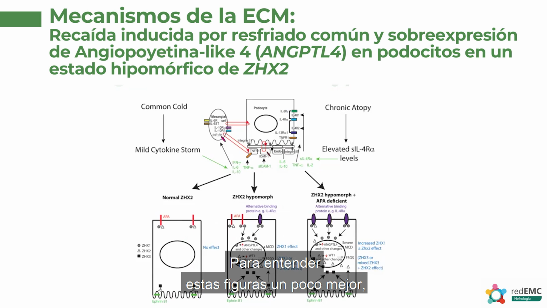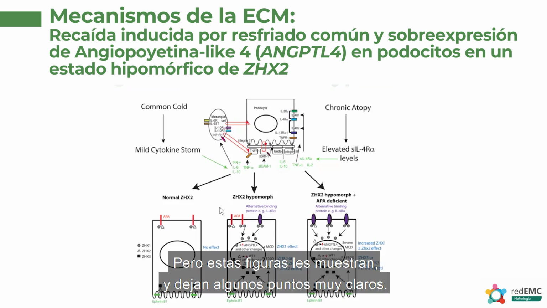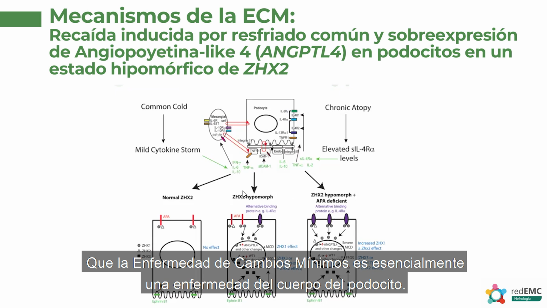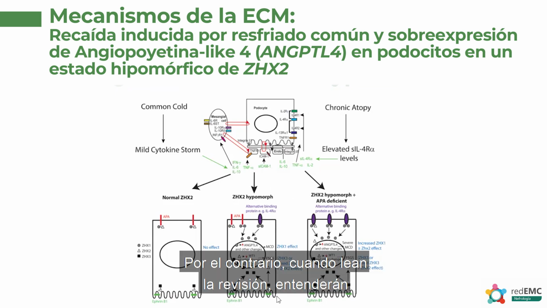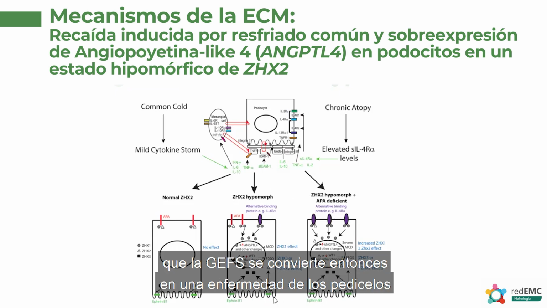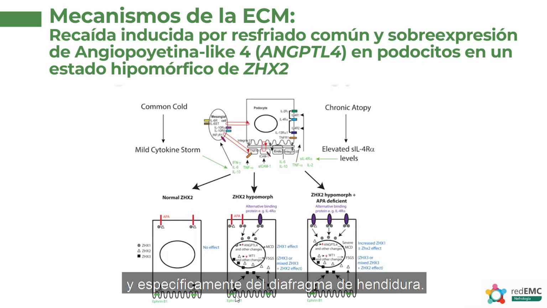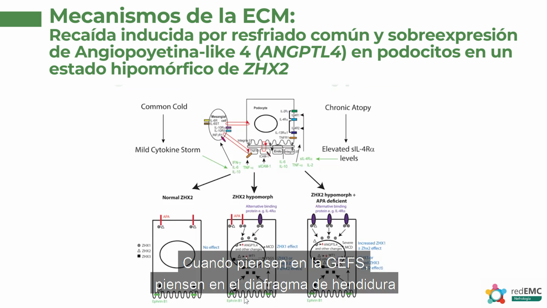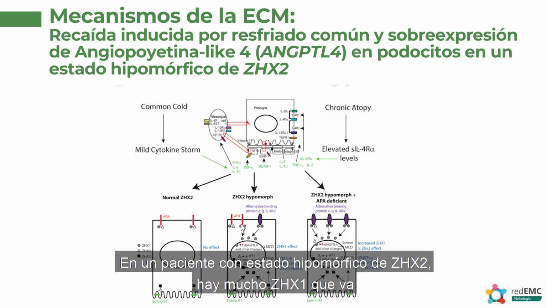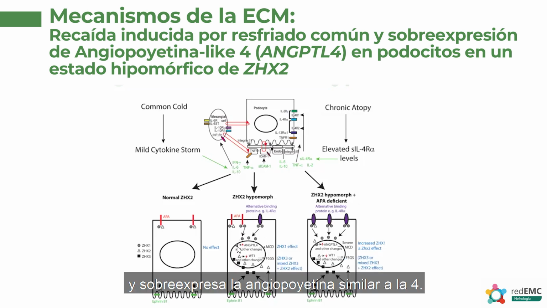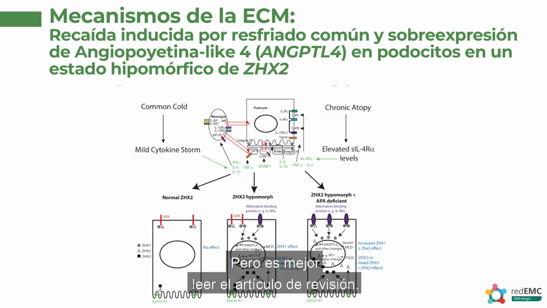To understand these figures a little bit better, you could go ahead and read the review article. But these figures make certain points very clear, that minimal change disease is essentially a disease of the body of the podocyte. It is not a disease of the slit diaphragm. By contrast, when you read the review, you'll understand that FSGS becomes a disease of the foot processes, in specific the slit diaphragm. So when you talk about minimal change disease, think of the body of the podocyte. And when you think of FSGS, think about the slit diaphragm and the foot processes. That's how the pathogenesis is explained. So in a ZHX2 hypomorph patient, there's a lot of ZHX1 that goes and upregulates angiopoietin-like 4. But you're better served by reading the review article.